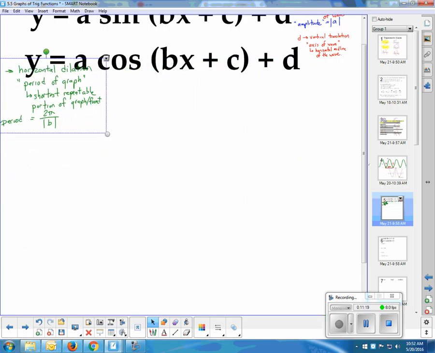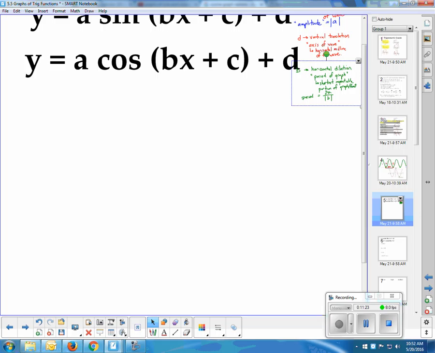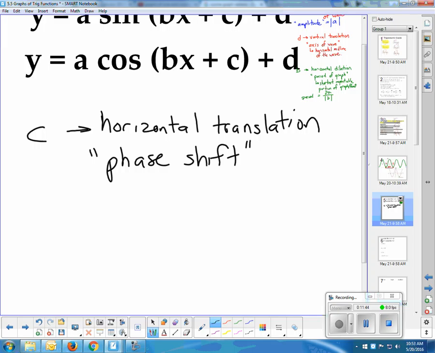And we'll talk about our last value. The value of c is going to give us our horizontal translation. And in terms of trigonometric functions, we call that a phase shift. It shifts the graph left and right.